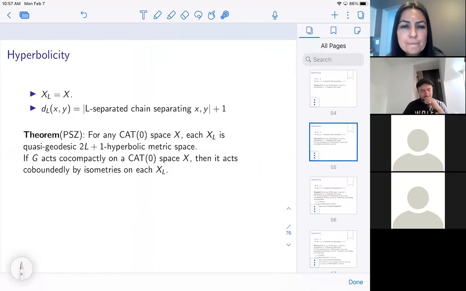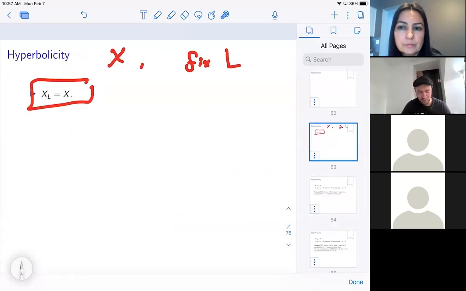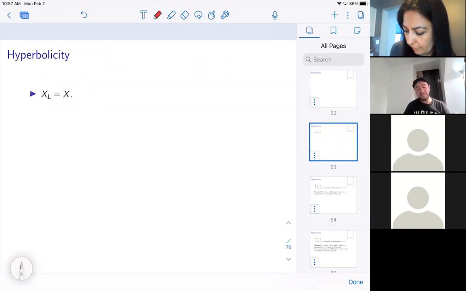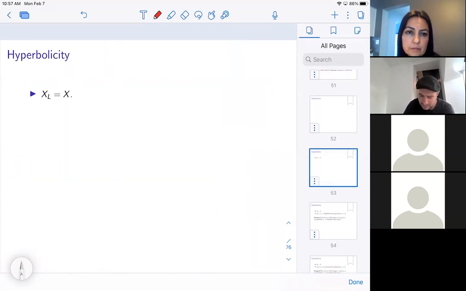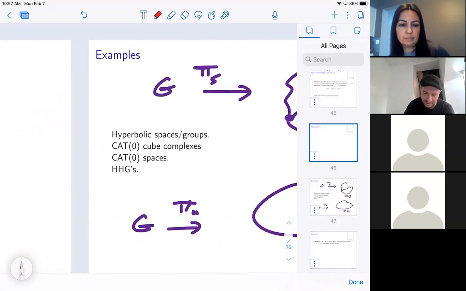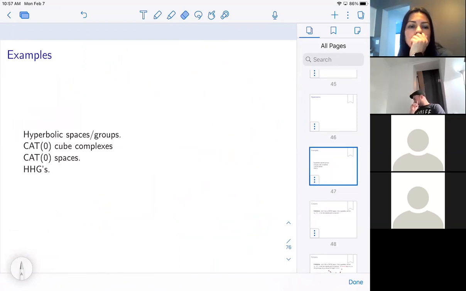So I structured the talk to focus on the category of CAT(0) spaces, but you can play a similar game with HHGs. Maybe I described the game vaguely. So maybe we'll go here. Okay, so what do you want to say? You want to say that you want to define hyperplanes in HHGs.